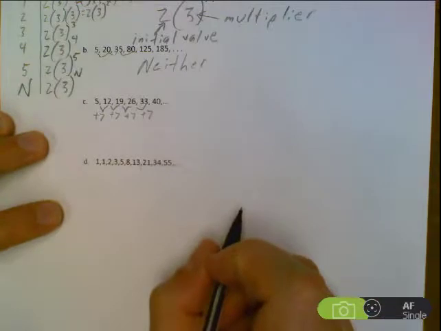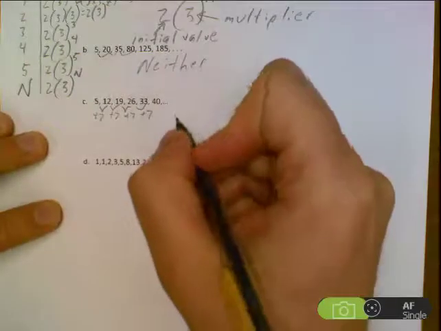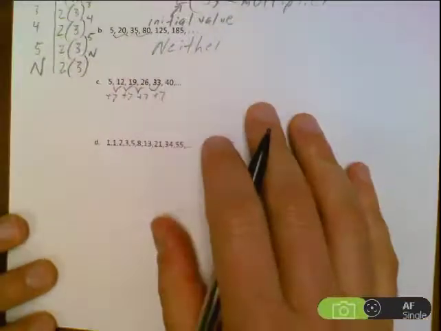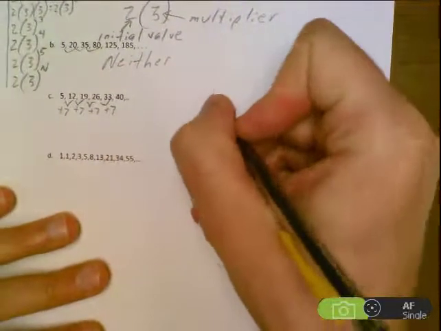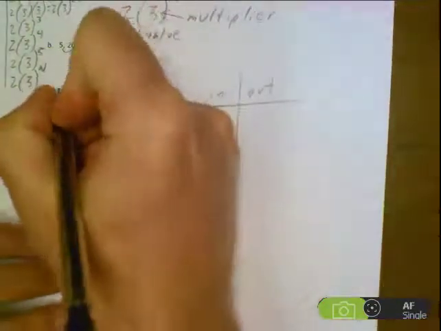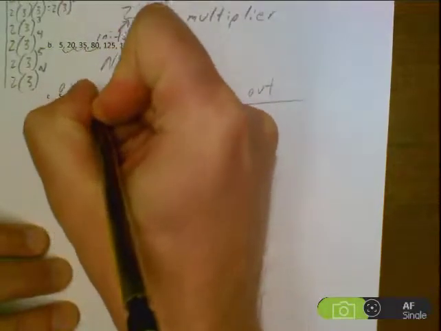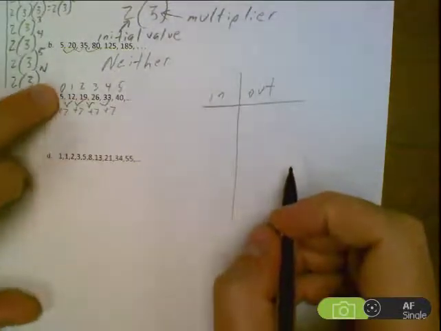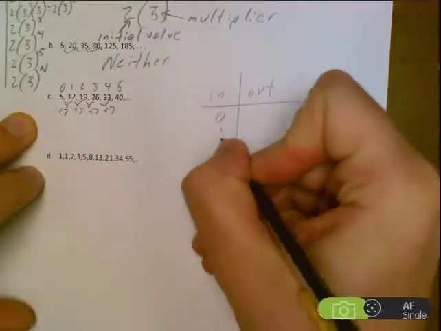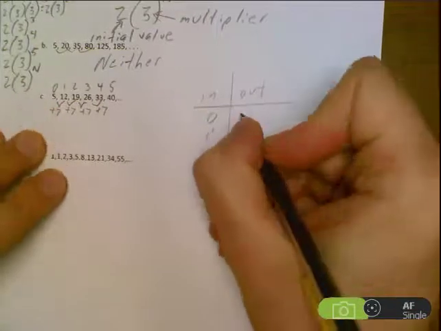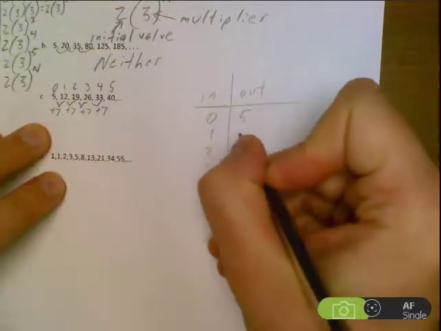Now, again, we could do the same thing that we did before by making a table. So yeah, let's go ahead and do that. So I'll make it over here. I can make it a little bigger. We got our in and our out. So again, let's think of this as the 0th term, 1st term, 2nd term, 3rd term, etc. So think of the term number as the input, and the output will be the 5, 12, etc.